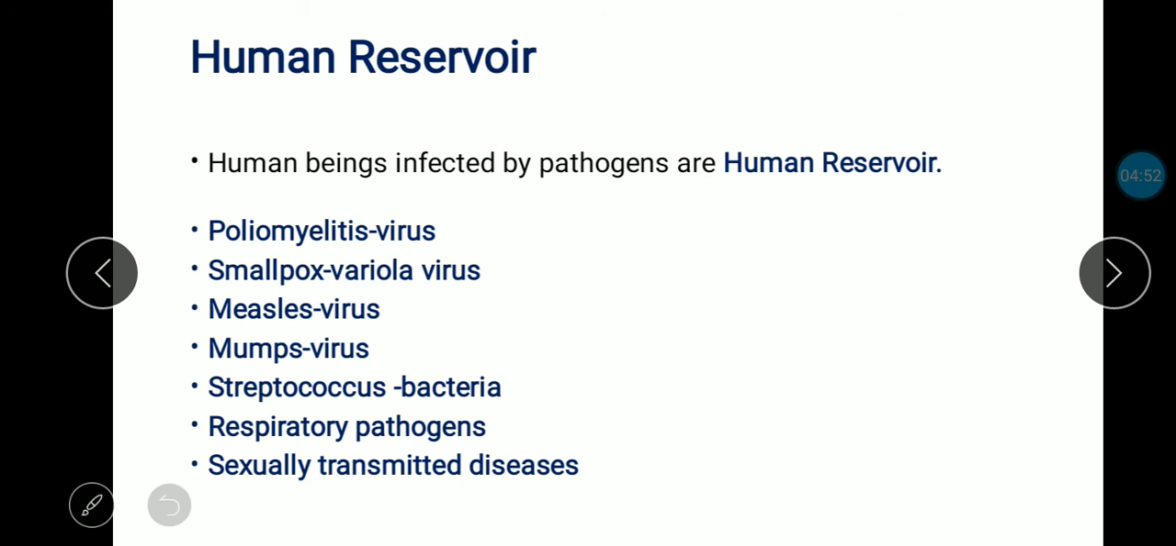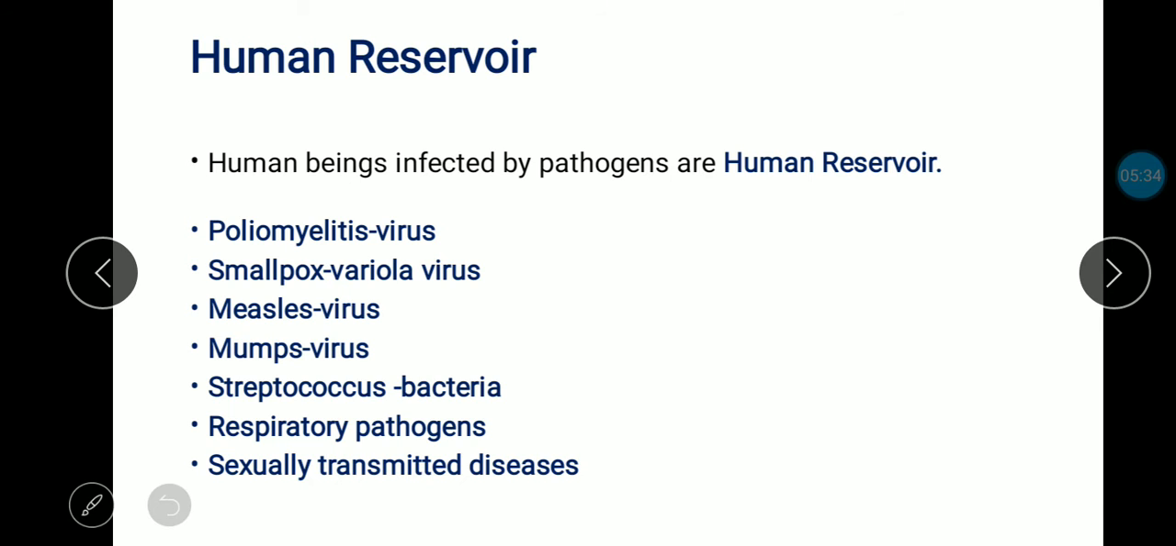Human beings infected by pathogens are called human reservoirs. Many individuals are carriers of pathogens. Many are sick and show symptoms; they are fully loaded with viruses, bacteria or pathogens. Many diseases only inhabit the human body. They can only transfer or infect other persons through human beings, and that list is very long, but a few are mentioned here.